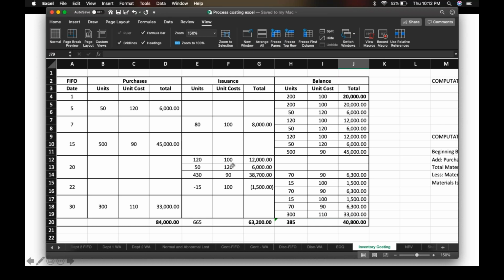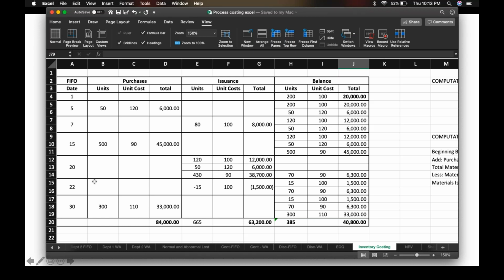Since 600 yung kailangan sa production, we still have to get 430, and that 430 will now come from the 90. So we are following the first in, first out scheme.